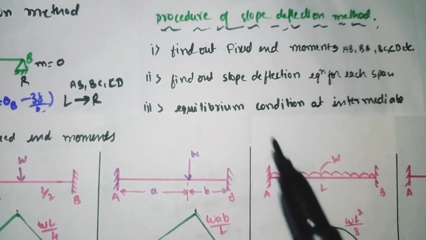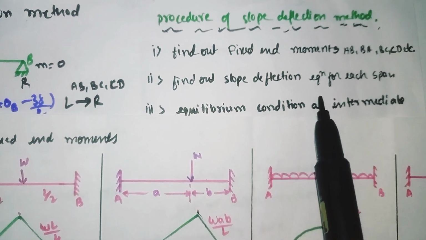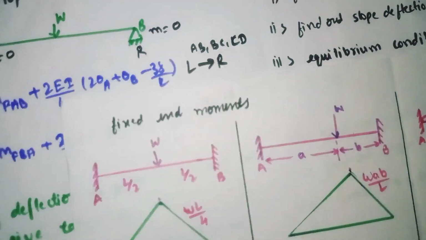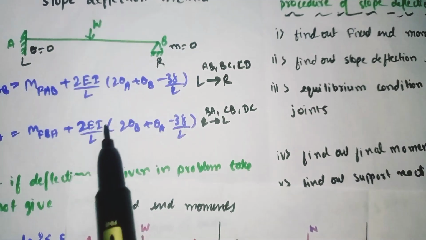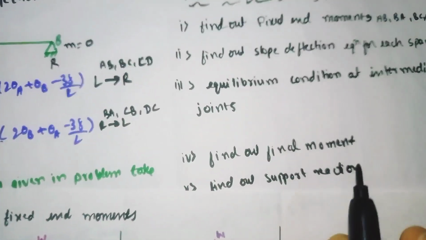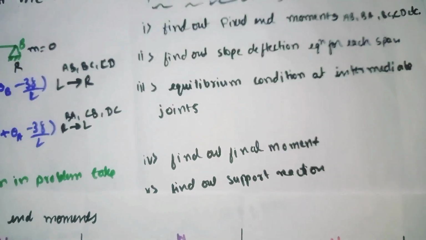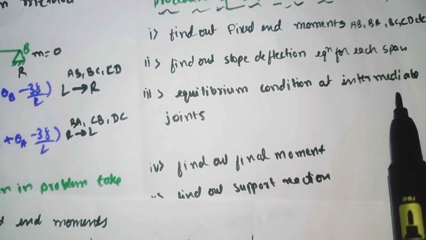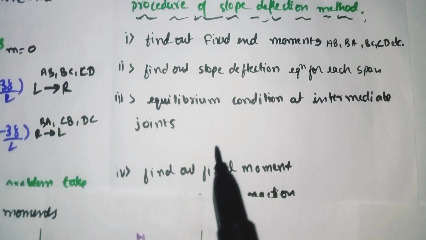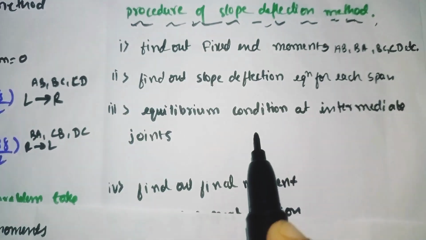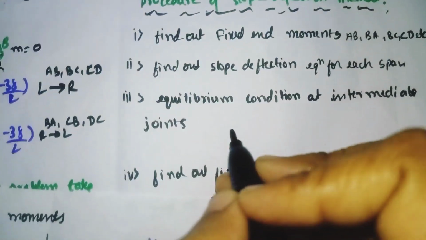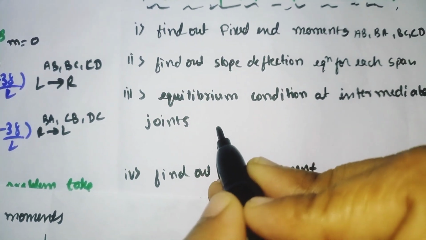So for the slope deflection equation, we need to use these two formulas. We need to apply these two formulas. Our third step is to find out the equilibrium conditions at intermediate joints. So we need to apply the equilibrium conditions. For equilibrium conditions, there will be two cases.